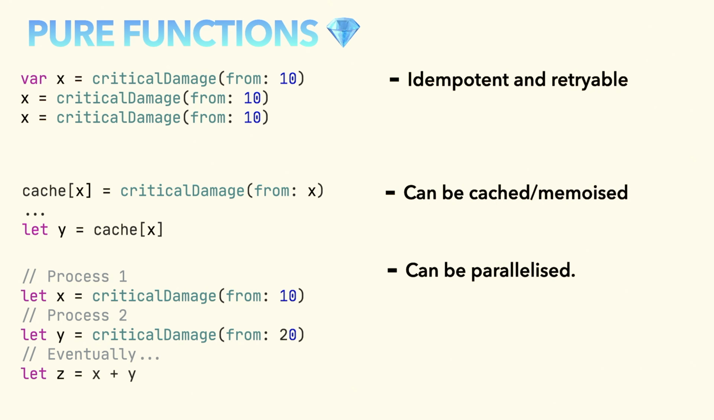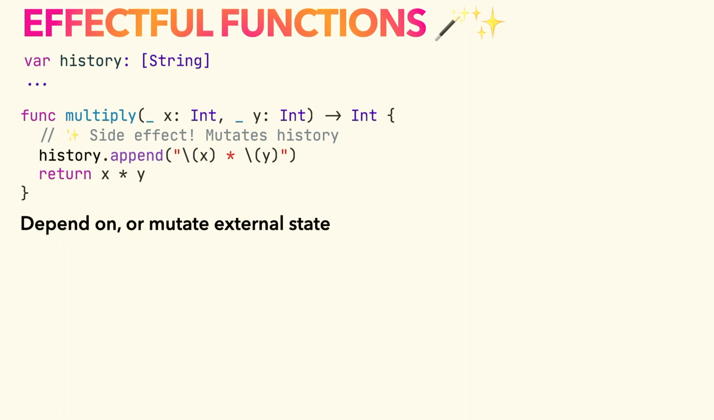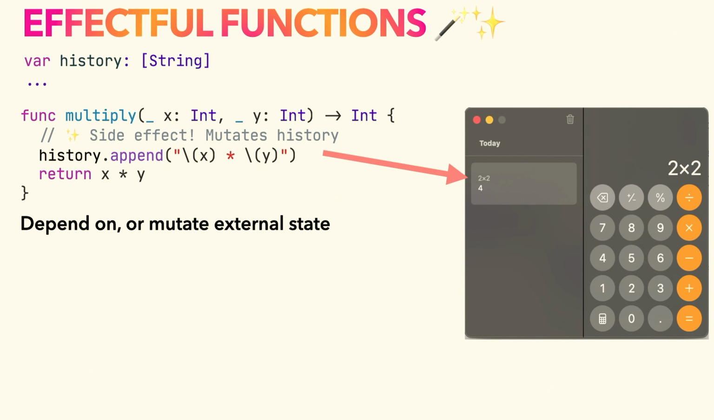Now let's, in contrast, look at the effectful functions. Effectful functions do depend on or mutate external state. So for example, we can make our multiply function effectful by mutating some external history state that logs the history of events. Maybe we're building some sort of calculator UI app which benefits from this kind of side effect.